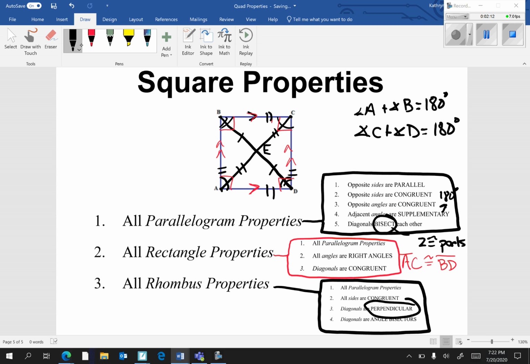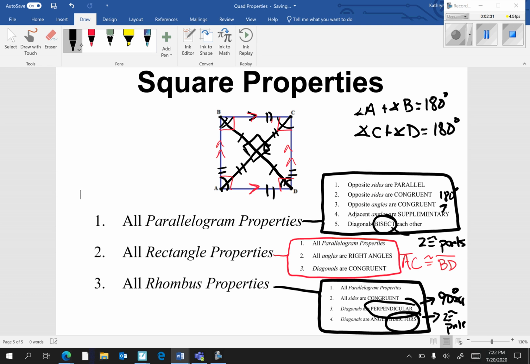Remember, perpendicular, we form 90-degree angles. So they are all the 90-degree angles. And finally, the diagonals are angle bisectors. Again, bisect means it creates two congruent parts.